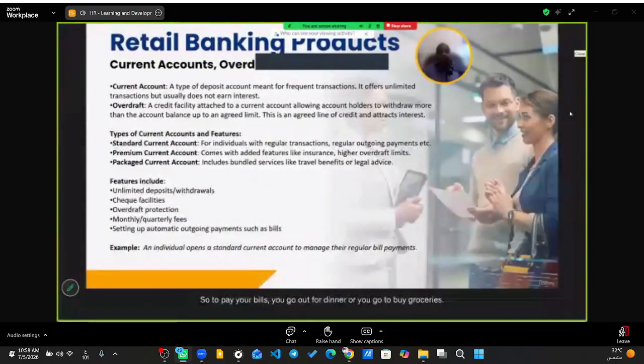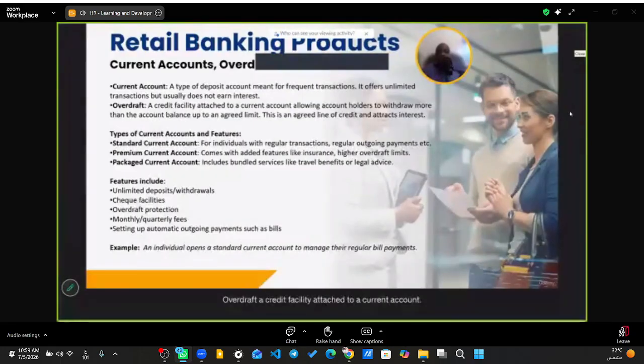So to pay your bills, you go out for dinner or you go to buy groceries, you usually have a card attached to it that you can use to spend it, like a debit card of some sort that you use to allocate what's in your account, and that goes out to the retailer who you bought from, and so on. So those are some of the features of a current account. We'll look at them in a bit more detail later.